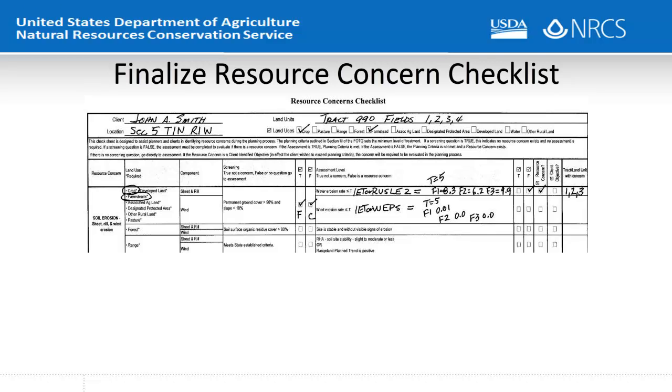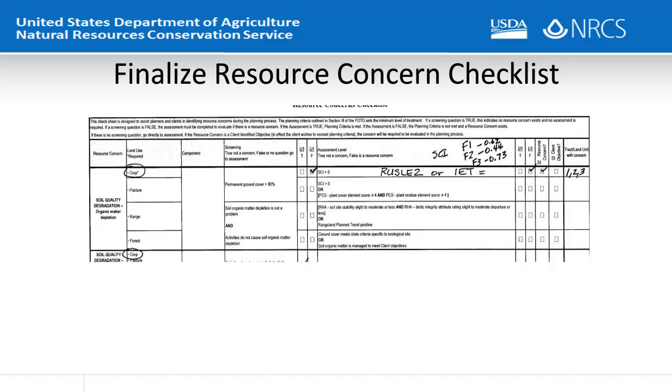The assessment question for wind erosion rate less than or equal to T, is true and the concern is not present. We check the true box and document the rates for the individual fields. The assessment question for organic matter depletion, SCI is greater than 0, is false and the concern is present. We check the false box and the resource concern box and document the fields where the concern occurs and document the values for the individual fields.